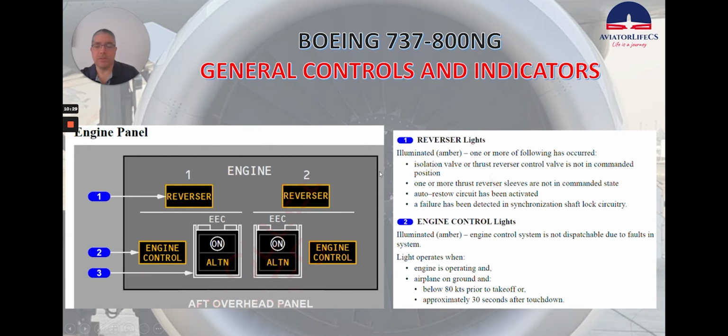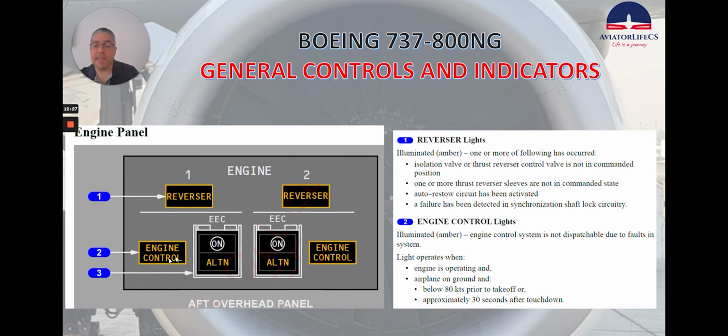The reverser light, illuminated amber, means one or more of the following has occurred. The isolation valve or thrust reverser control valve is not in the commanded position. One or more thrust reverser sleeves are not in the commanded state. The auto restow circuit has been activated. A failure has been detected in the synchronization shaft lock circuitry.